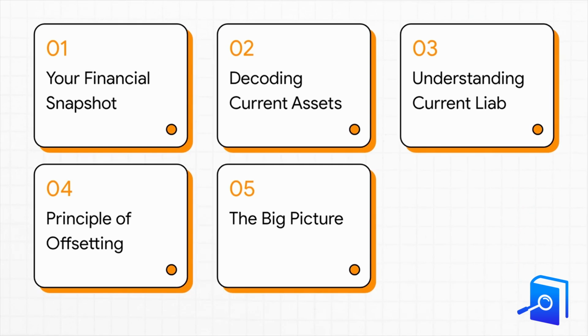So here's our game plan. First, we'll talk about the balance sheet as a financial snapshot. Then, we're going to get into the weeds on current assets and liabilities. After that, we'll tackle a pretty tricky rule called offsetting. And finally, we'll pull it all together to see the big picture.